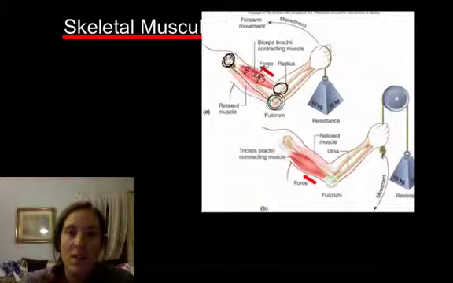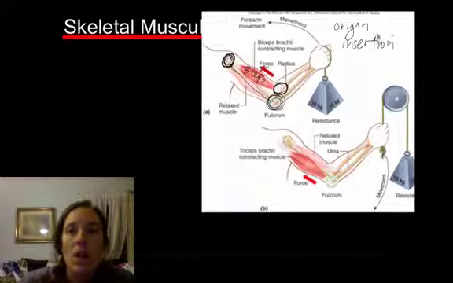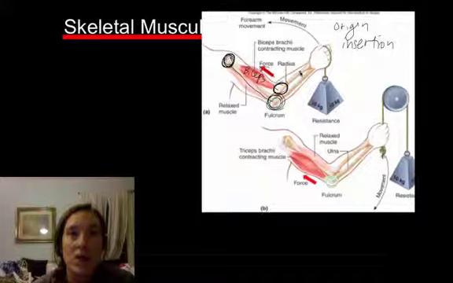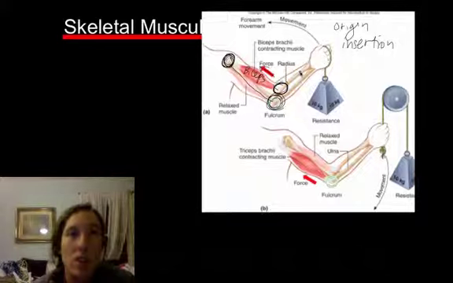The part that is stationary is called the origin of a muscle, and the part that moves is going to be the insertion. And when the muscle contracts, the insertion, like we said, is moved back towards the origin.